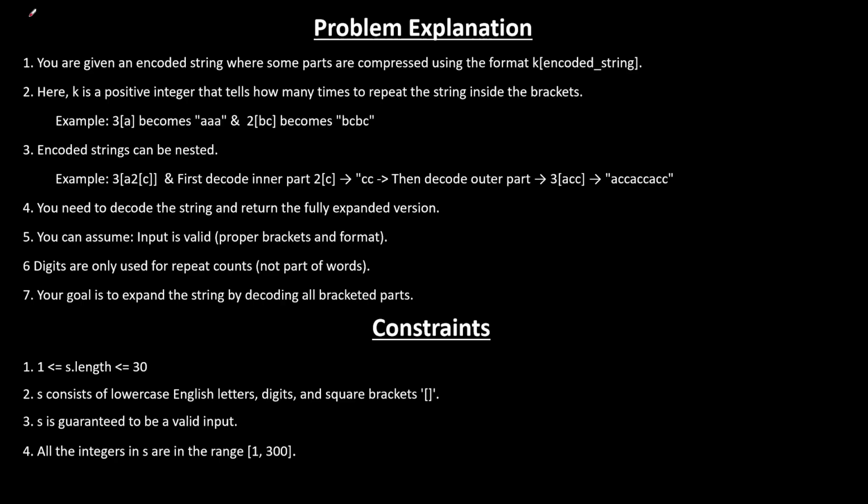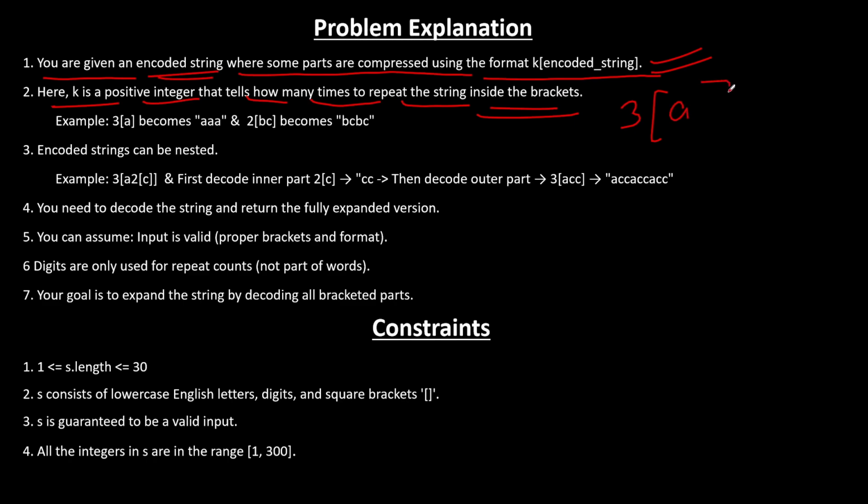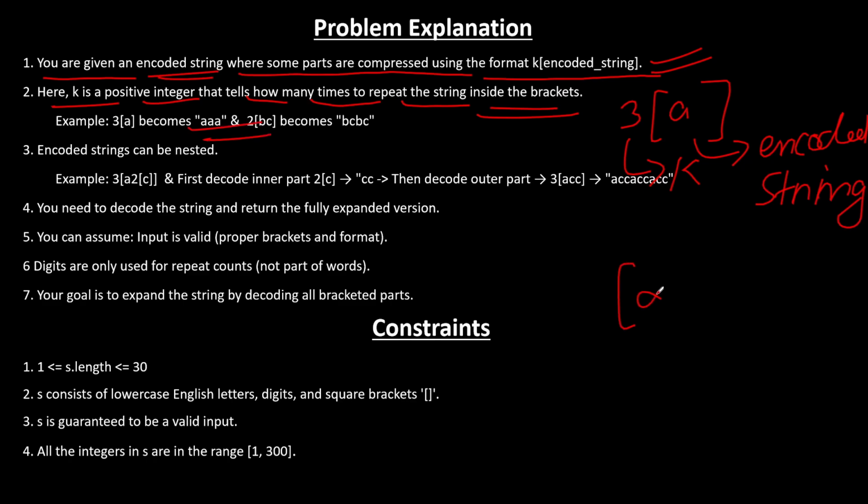So what are you given? You are given an encoded string where some parts are compressed using the format k[encoded_string]. Fine. Here k is a positive integer that tells us how many times to repeat the string inside the brackets. So if it is 3[a], this is k and this is the encoded string. This a will repeat 3 times, so it becomes aaa.